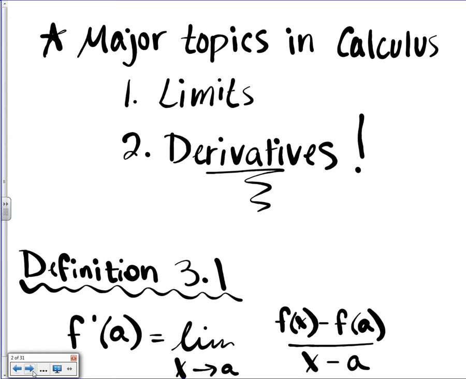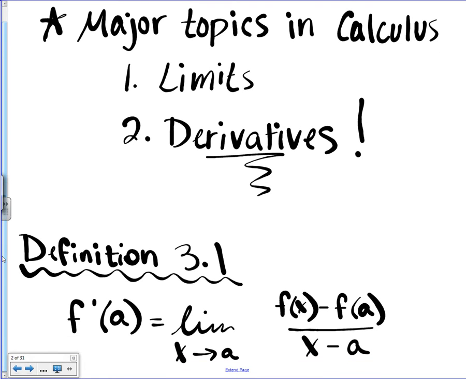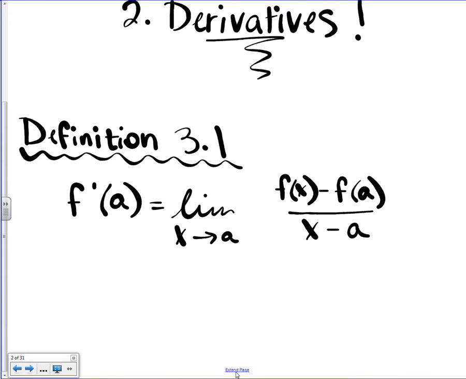Okay, so I have definition 3.1 for you. This is right out of your textbook. You can see that we use this notation f prime of a right here. That is how we denote that we want to find the derivative of f at a. And you can see that the derivative's definition is a limit. This looks very familiar to you: the limit as x approaches a of f of x minus f of a all over x minus a.